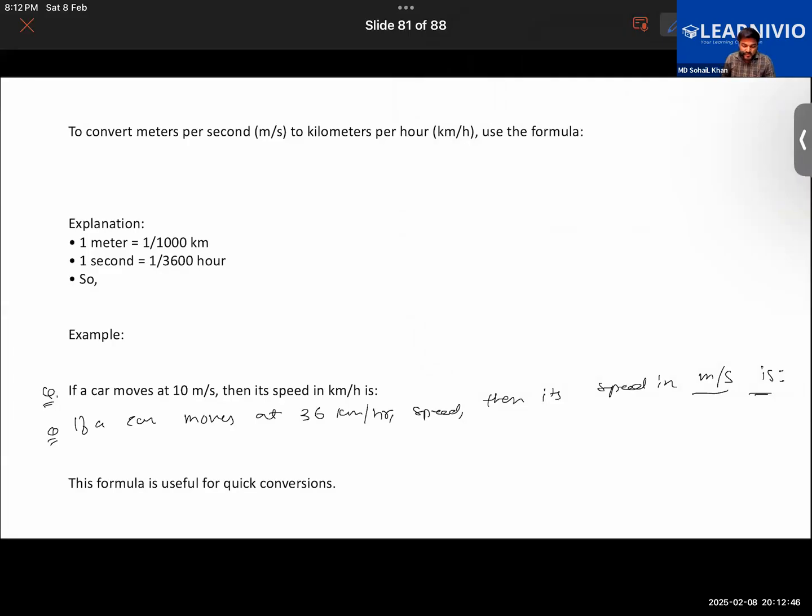Meanwhile, you take one more question, Ruzan. If a car moves at a speed of, suppose, 144 kilometer per hour speed, then its speed in meter per second is how much?